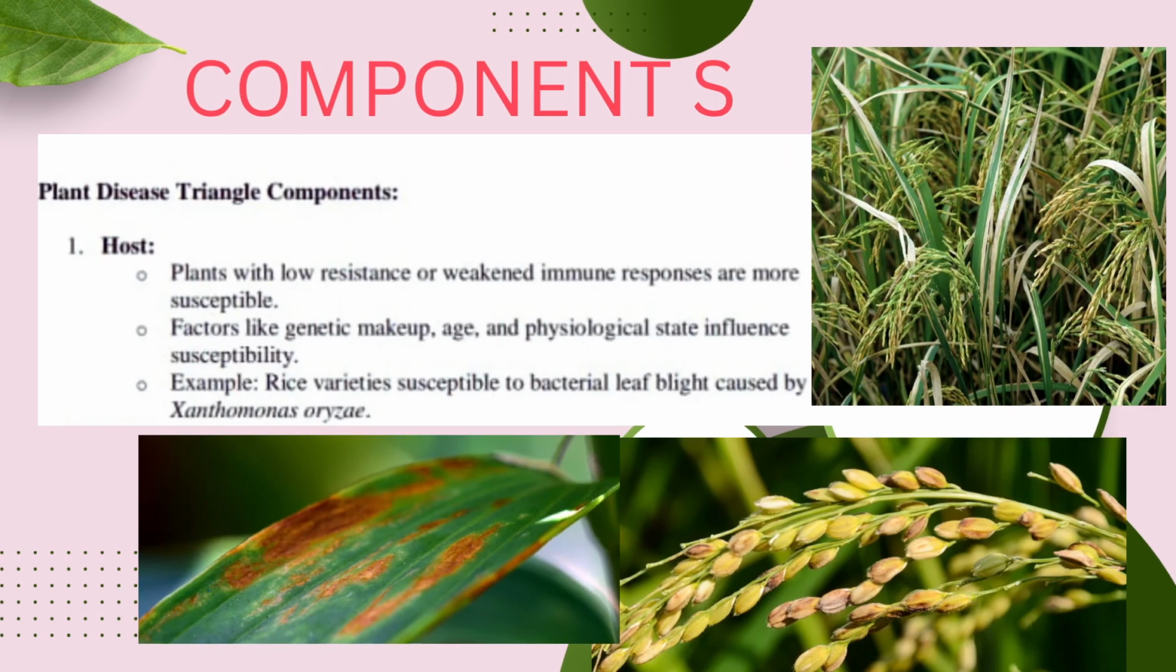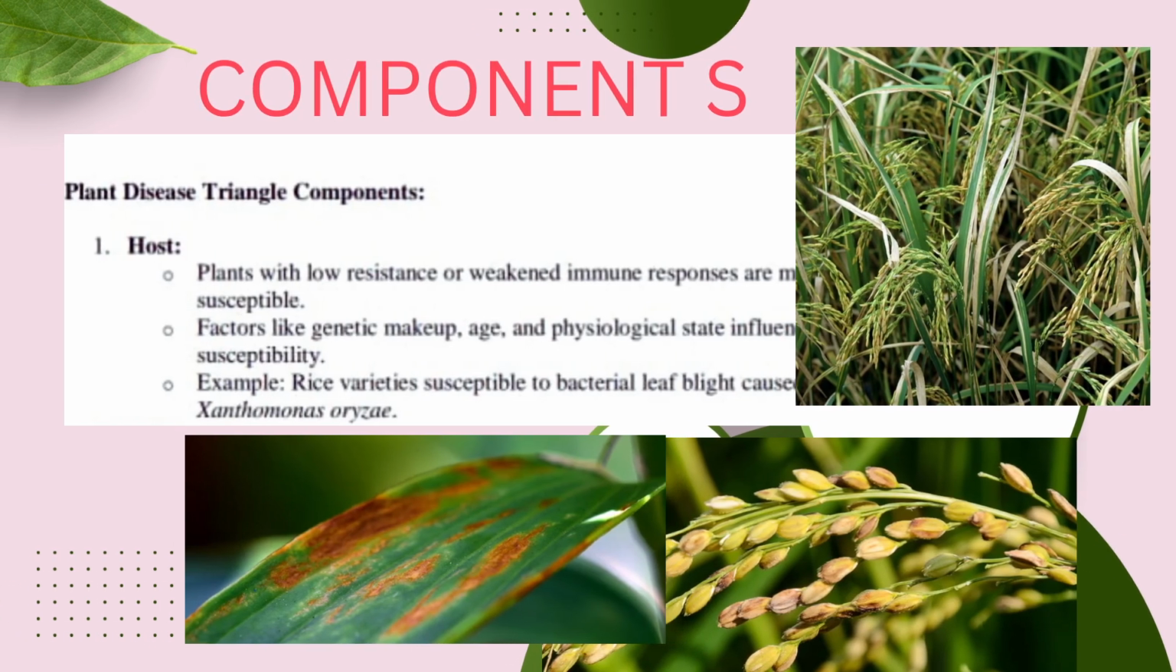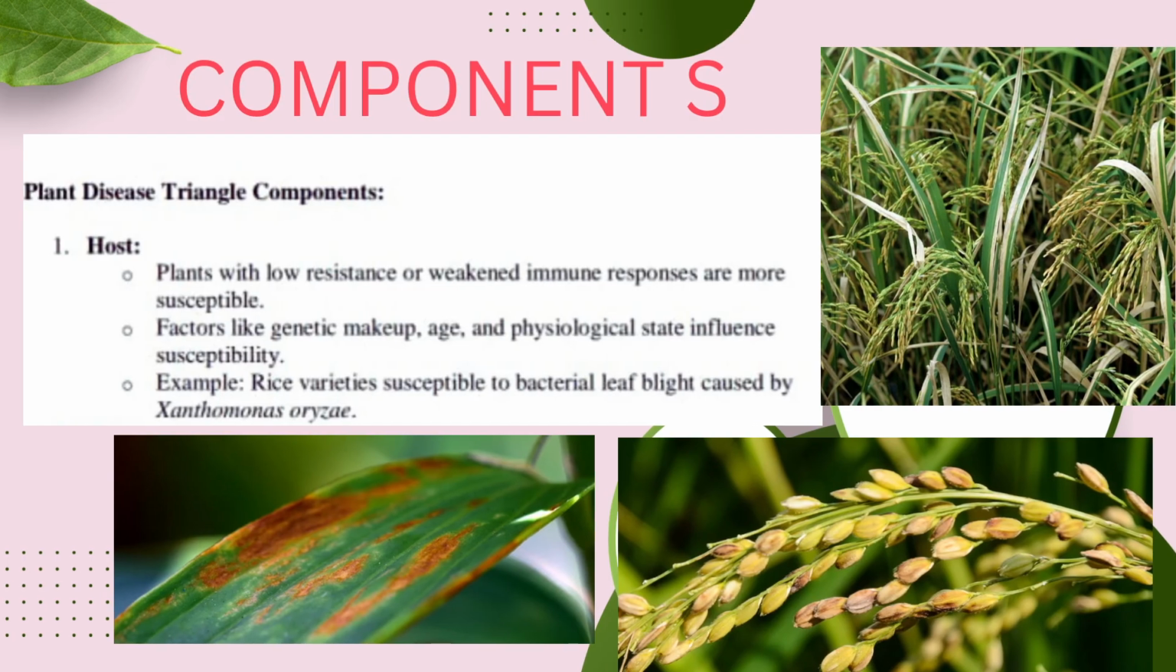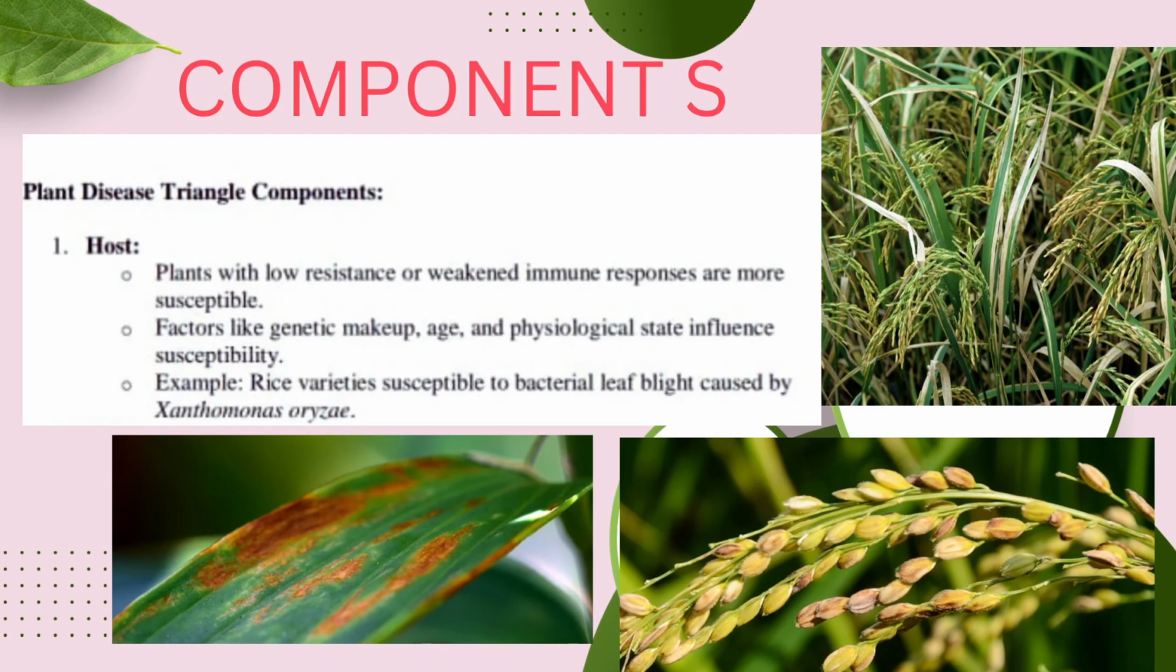So next come the components. The first component here is the host. In detail, if I explain about the host, the plant should be weak enough. Its resistance should be very low, so that the pathogen is able to infect or attack the plant. A few factors are involved here, such as genetic makeup, that is, a few genes are responsible for getting infected. Some physiological state, like the plant can be in the juvenile stage, which means at a very young age the plant doesn't have the capacity to resist a disease. So these are the kinds of conditions.